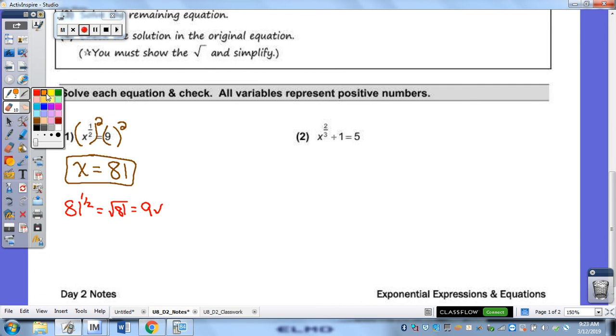So number 2, getting just a little bit harder. We have to get the x by itself. So first thing I'm going to do is subtract that 1, just like we would in any linear equation. Subtract your 1 over to get x on its own.